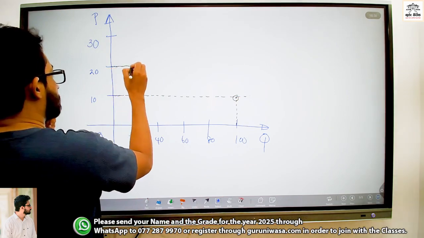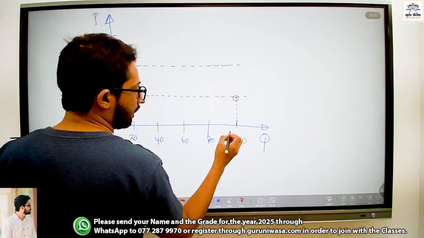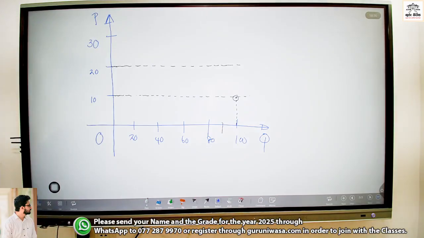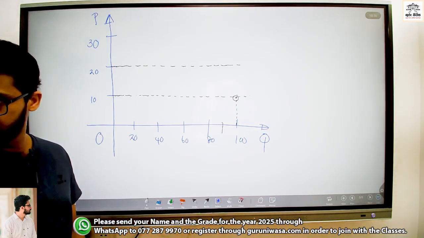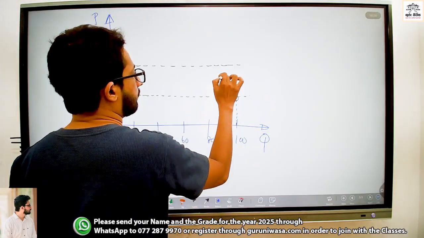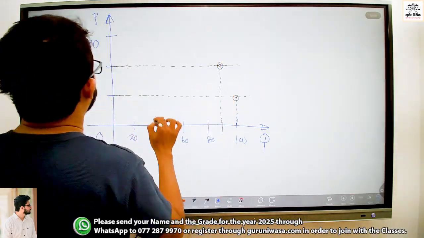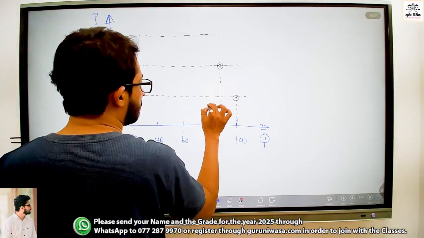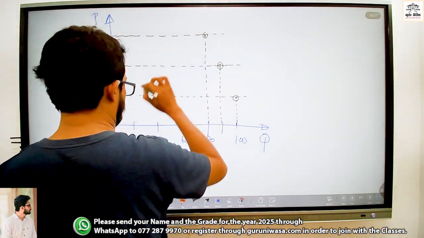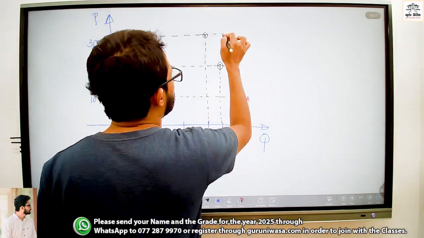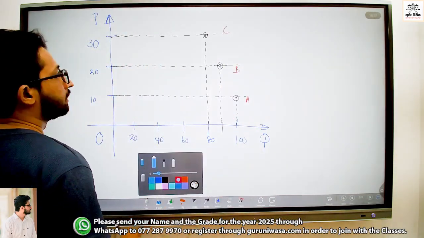This is the second one. At price 20, demand is 90. Connect the points. Then this is point B, where demand is 80. This curve passes through A, B, and C. How is it going? Demand curve.